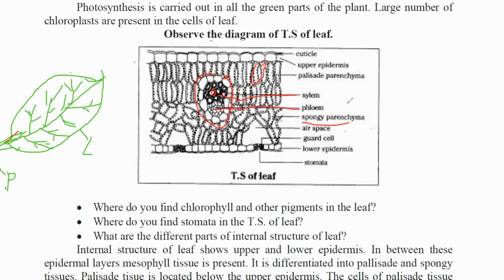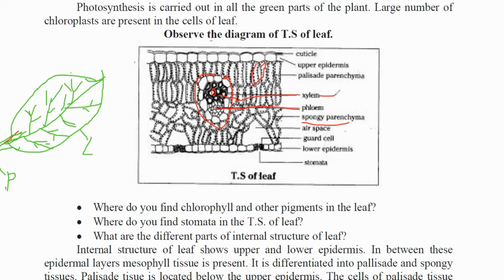Xylem is responsible for conducting water and minerals from the root to the upper parts of the body. Phloem is responsible for transporting food material from leaves to other parts of the plant body. So xylem and phloem are both complex tissues present in the vascular bundle.